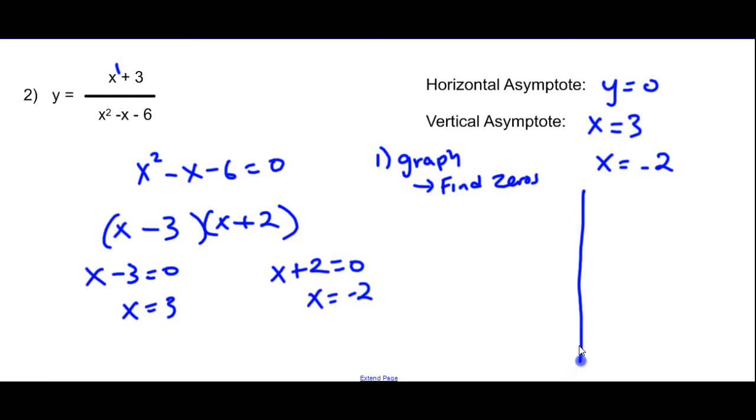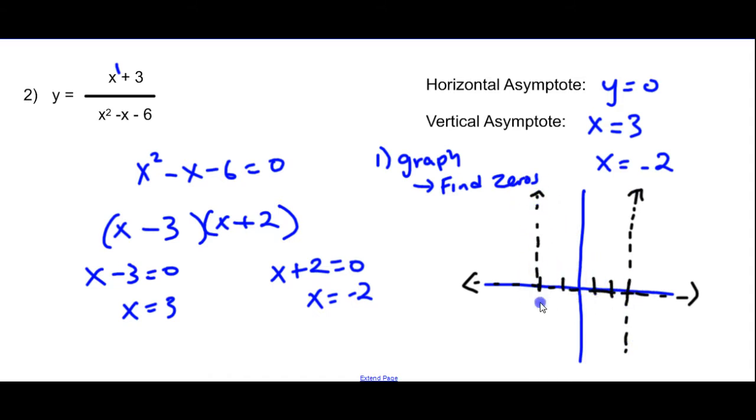So what does that mean? If we were to sketch this, we have a horizontal asymptote at y equals 0. We have a vertical asymptote at x equals 3. So let's say this is 3. Alright, 1, 2, 3. And 1, 2 at negative 2. So these are the asymptotes for this problem. And that's essentially what we're trying to find. Everything else you can basically graph it and then see where the graph is going.